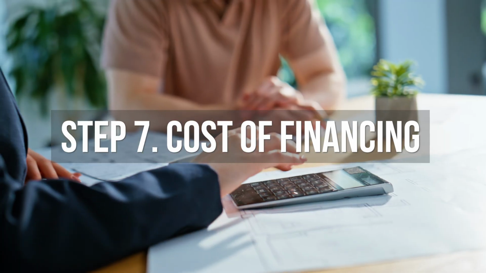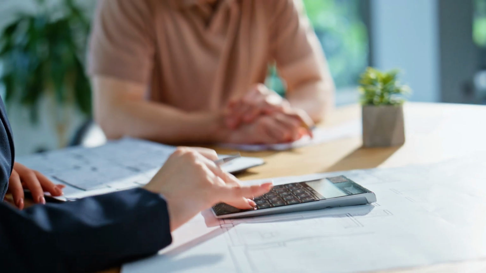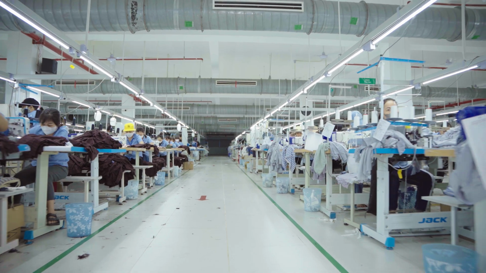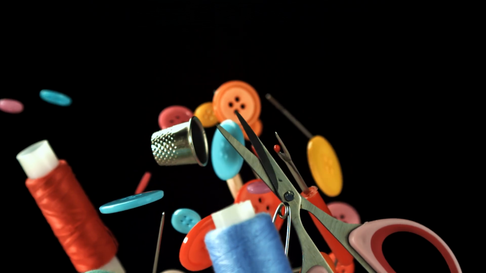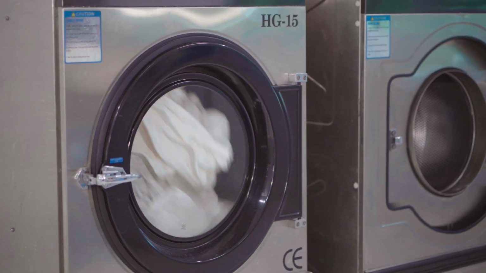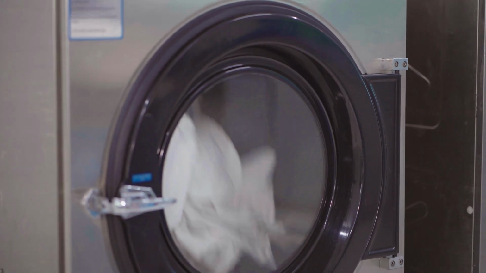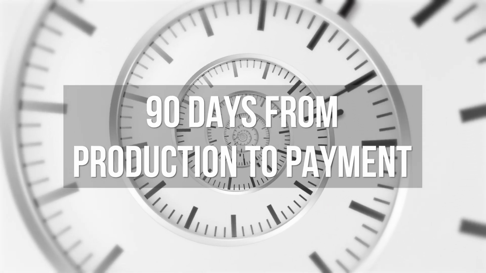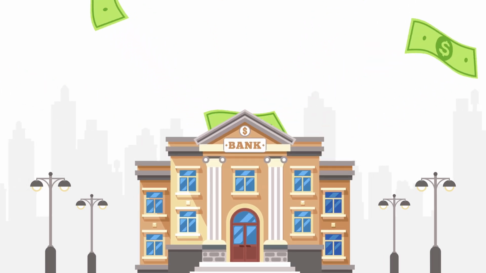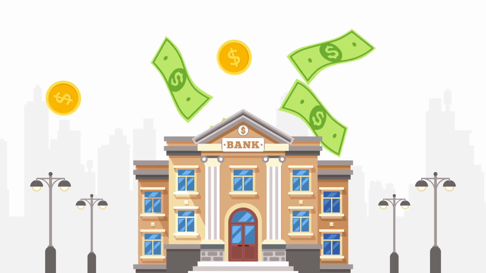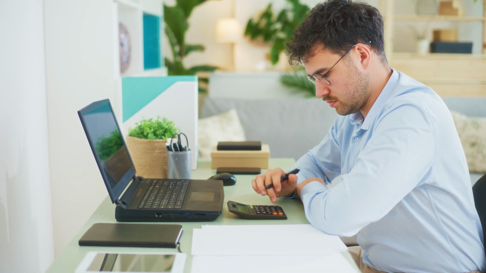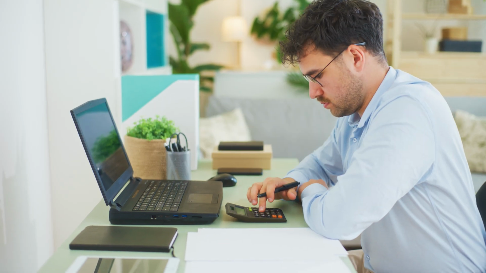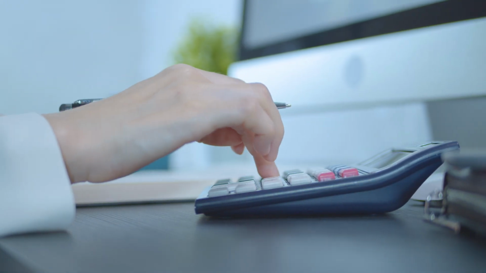Step 7. Cost of financing. Garment manufacturing requires working capital. Factories must pay for fabric, trims, labor, washing long before they receive payment from the buyer. Most orders take about 90 days from production to payment. If the company borrows money from a bank at 6% annual interest, then 90 days of financing cost equals roughly 1.5% of the order value. This must be included in costing.